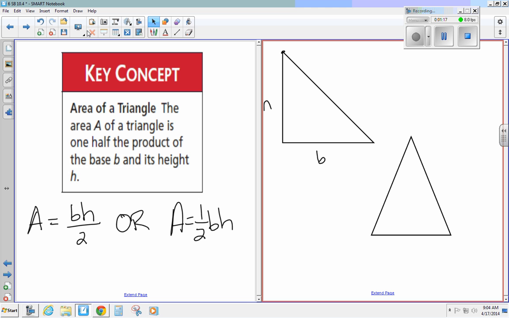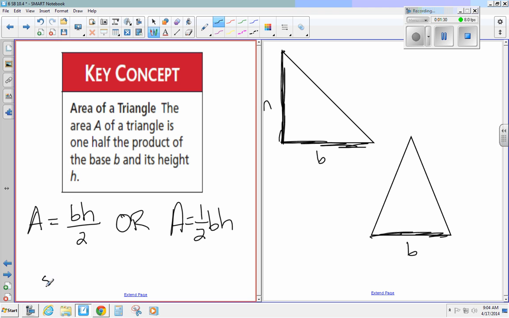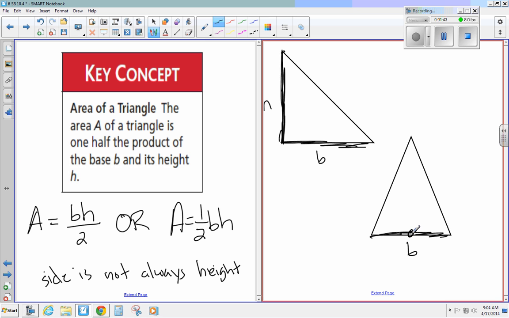Because the base is still the base. It's still this piece right here. That's still the base. But the height is a little bit different. The side length is not always going to be the height. So what you have to take into account is the fact that you need to know the distance from the base straight up vertically to the top vertex.